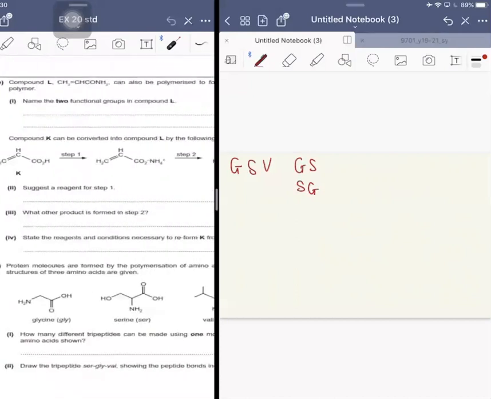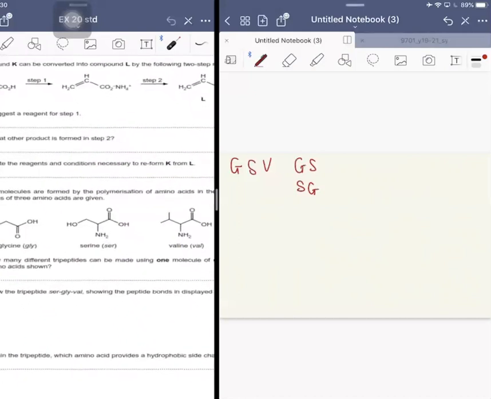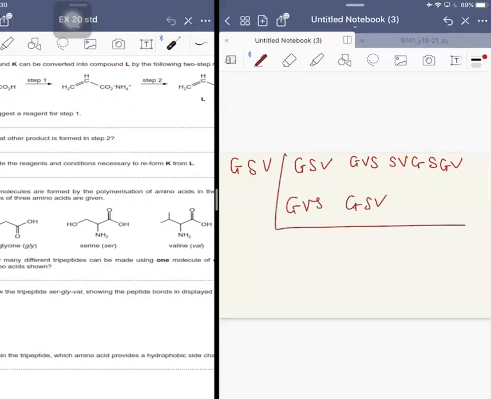Different tripeptides, sorry. So GSV, SGV, GVS, SVG, and then GVS and GSV. So these are the 6 combinations that can happen.